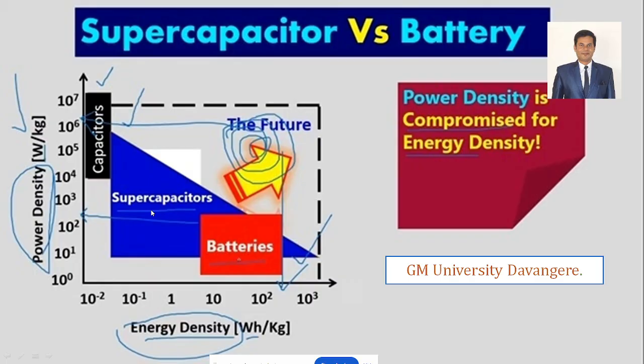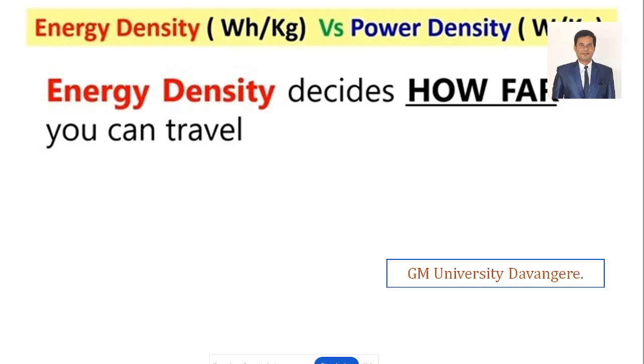If we want to have the highest power and high energy density, then we have to think about the design of these ultra capacitors also, which will be more useful for our grid stabilization and various other applications. As I told, energy density decides how far you can travel. Let us see, if you want to go for 5 kilometers, sometimes you may run very fast, sometimes very slow, but you should have the energy to reach from source to destination.